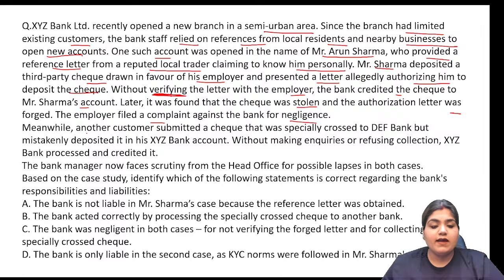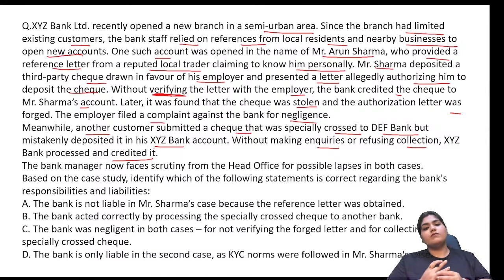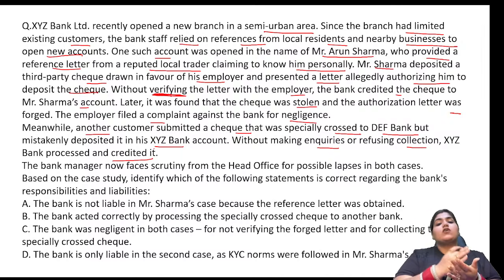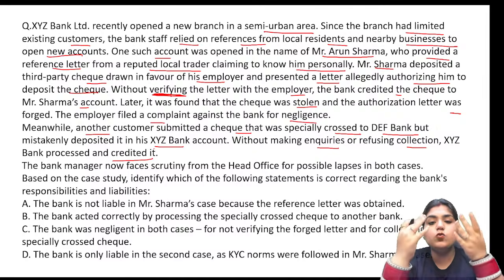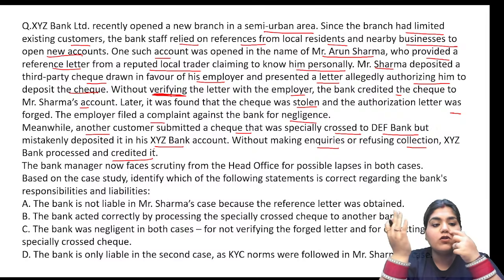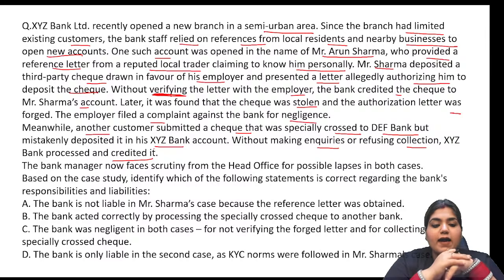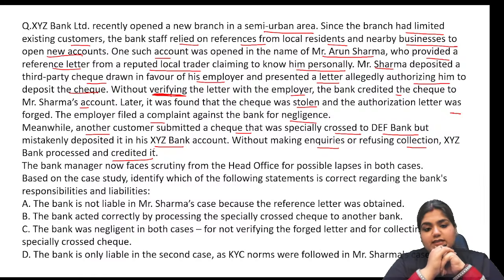Meanwhile, in another account, a check that was specially crossed to DEF Bank was mistakenly deposited in XYZ Bank, without making inquiries or refusing collection. XYZ Bank processed and credited it. Again, wrong. Specifically crossed checks go to the specific banks. You cannot encash that. You cannot process that. The bank manager now faces scrutiny from the head office for possible lapses in both cases.